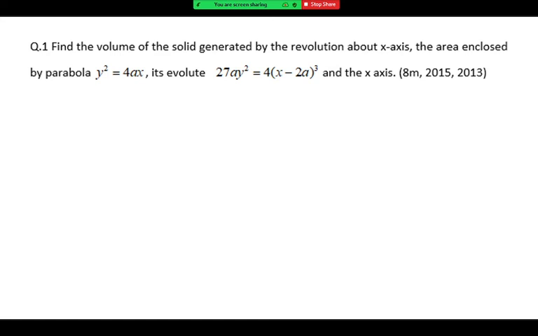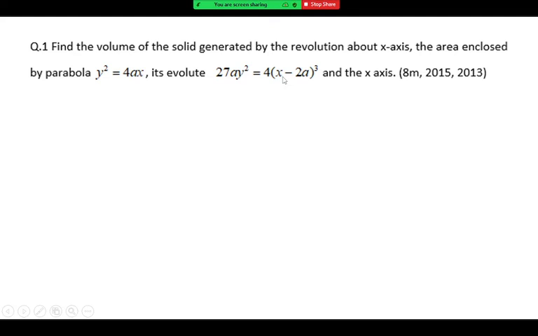There are two new curves coming here in two of the examples. Let me see them one by one. So here is one new curve for you. First of all, the question is: find the volume of a solid rotated about the x-axis enclosed between the parabola y square equal to 4x, which is not a new curve, but this curve is new: 27ay square equal to 4 times (x minus 2a) cube. Okay, so this is a solved example in a textbook.